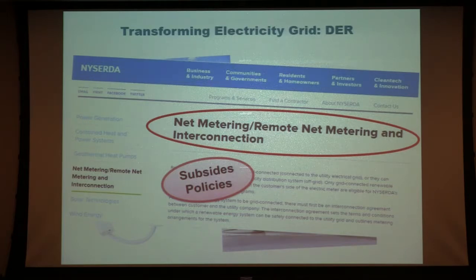If I connect to the grid, because I still need to be connected, the grid is going to provide energy to me when I don't have renewable generation, for example at night. So the question is, how much am I going to pay to the grid? Or if I have extra energy generation, how much can I get from the grid? That is usually referred to as the net metering rate. And when people try to install those new technologies, I will do all the calculation.